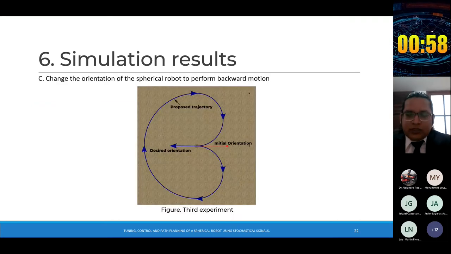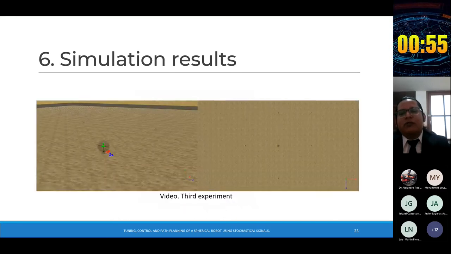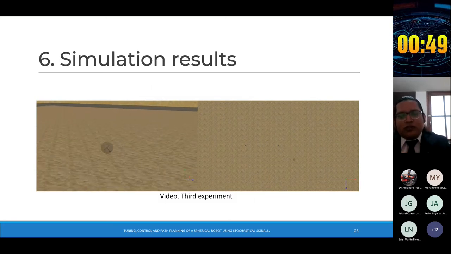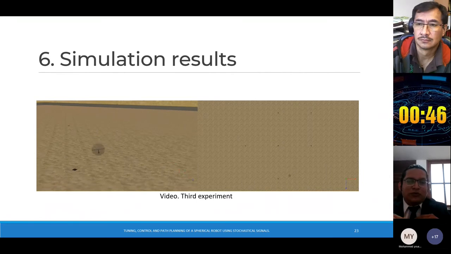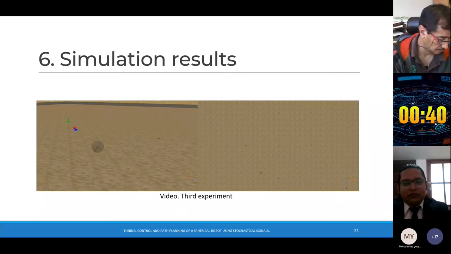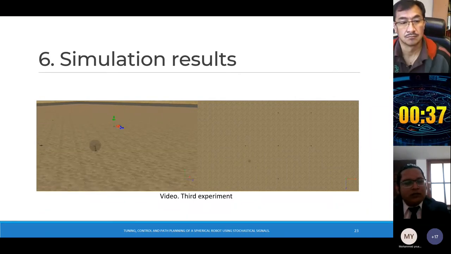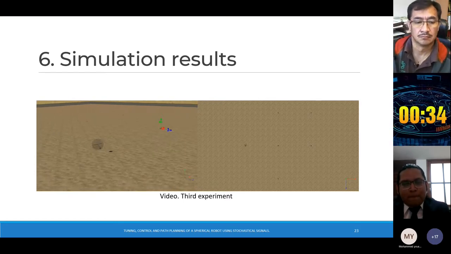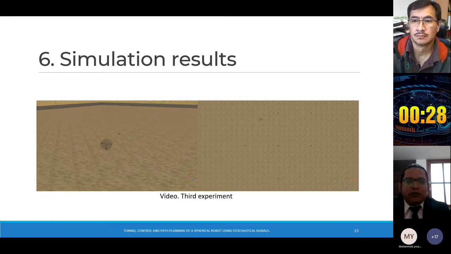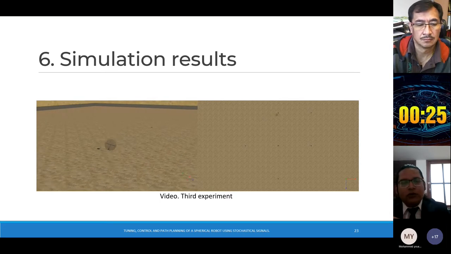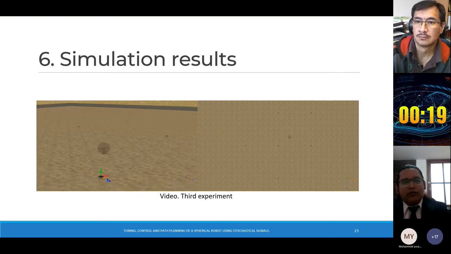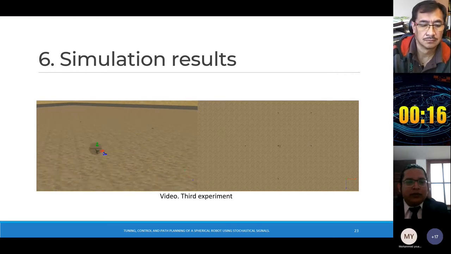So another trajectory is to change the direction of the spherical robot. Considering that this kind of robot doesn't have a yaw motion, it has to perform a very long trajectory to reach the point, but it is reaching the desired point. So here we are reaching the second goal. And finally, it's performing a third semicircular motion and is reaching the desired point.